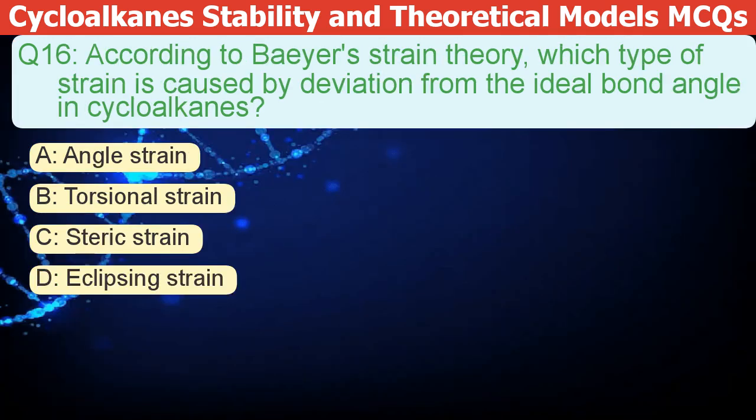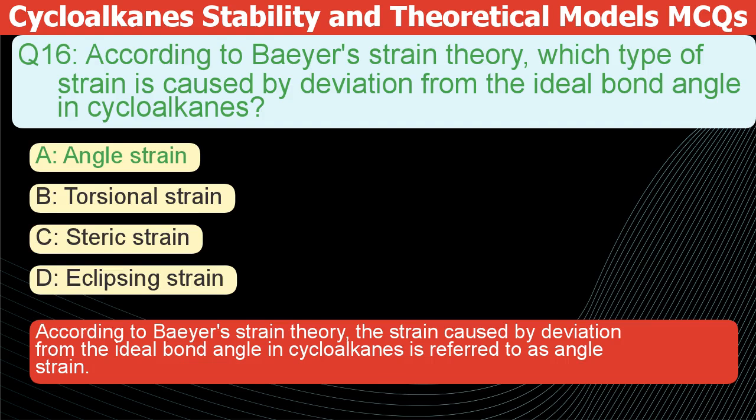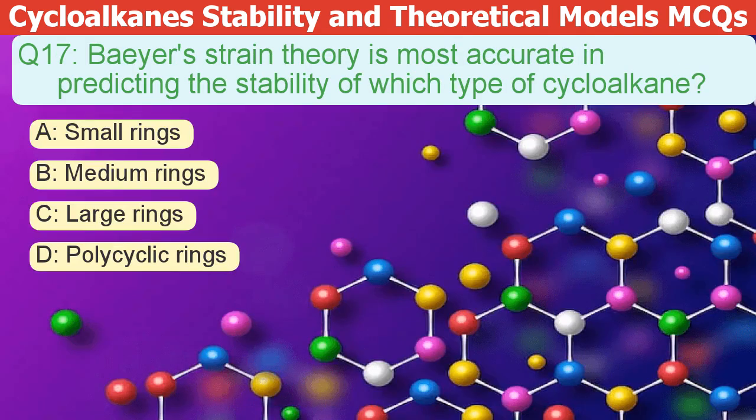According to Baeyer's strain theory, what type of strain is caused by deviation from the ideal bond angle in cycloalkanes? A. Angle strain. B. Torsional strain. C. Steric strain. D. Eclipsing strain. The correct answer is A. According to Baeyer's strain theory, the strain caused by deviation from the ideal bond angle in cycloalkanes is referred to as angle strain.